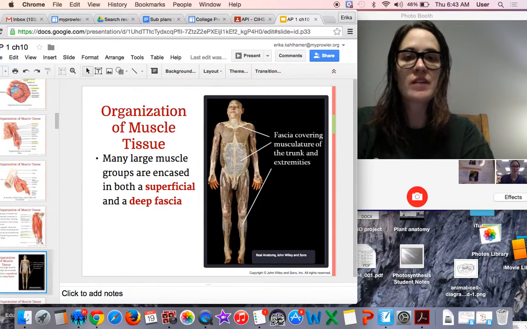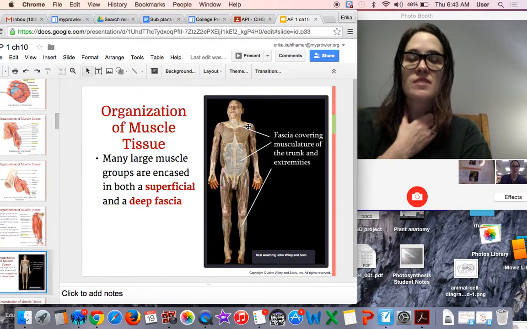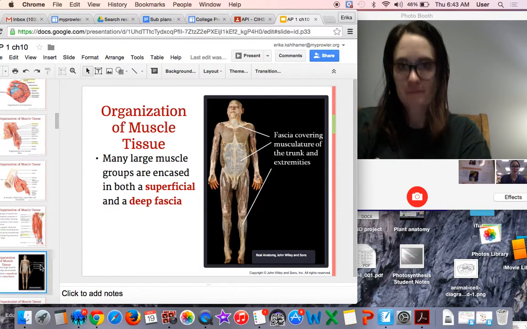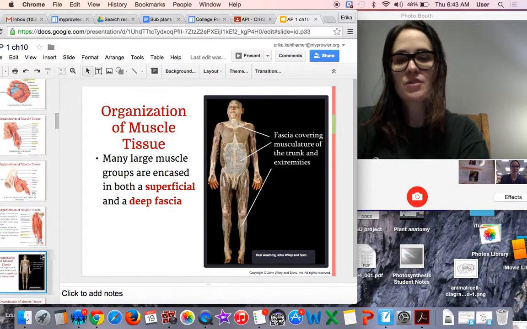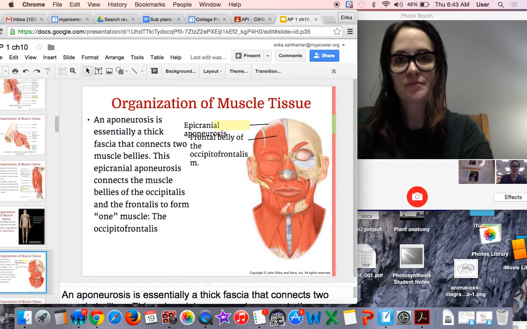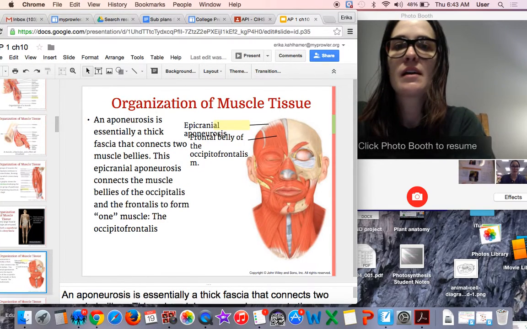Here's an image of an actual cadaver, and it shows different fascia, superficial and deep fascia. So this is fascia around the muscles of the neck, and then around your abdominal muscles. You can also see it in the muscles of the leg. So essentially the fascia is just a continuation of connective tissue that groups muscles together and surrounds them.